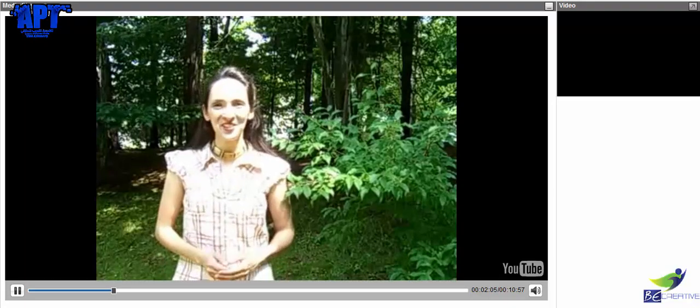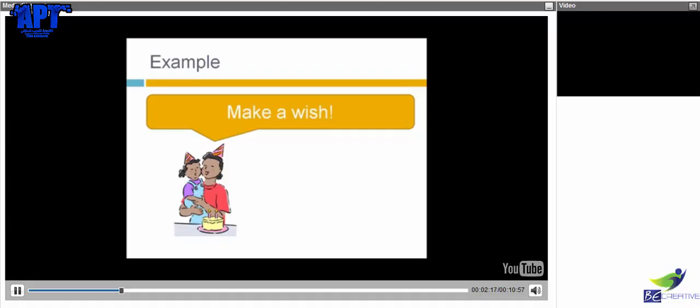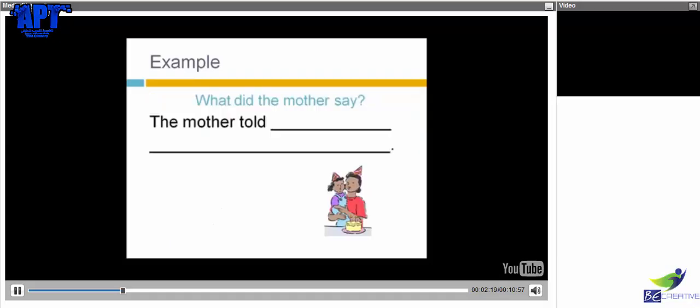Let's try our first exercise. Exercise 1. Report each imperative sentence using tell or ask and an infinitive. Example. Make a wish. What did the mother say? We already have the speaker and our reporting verb. The mother told. Whom? Her daughter. And the infinitive? To make. The mother told her daughter to make a wish. Now you try number 1.